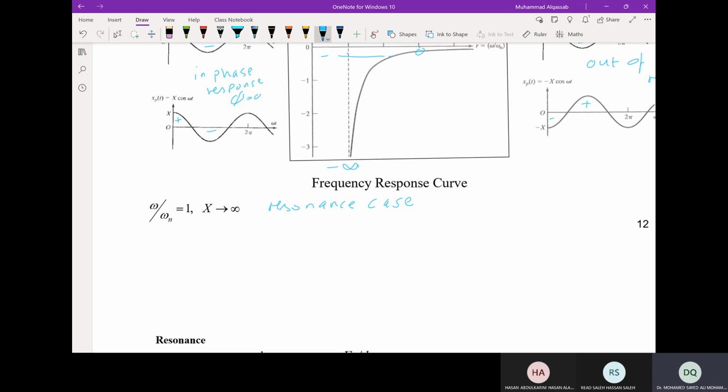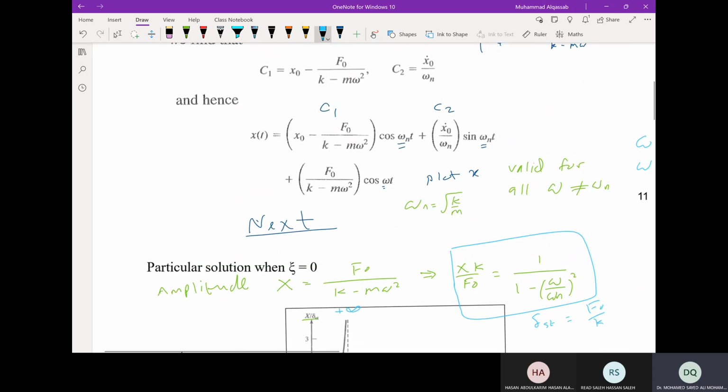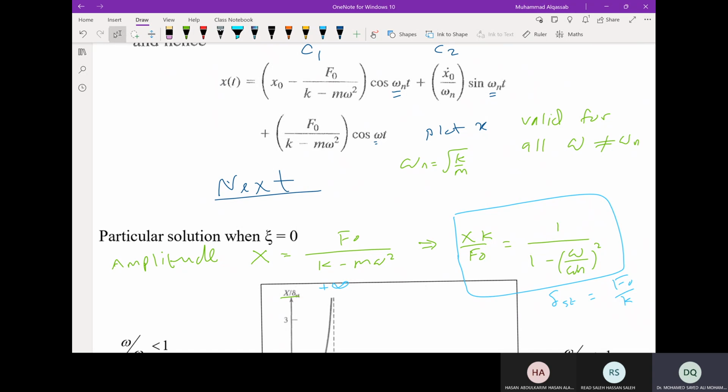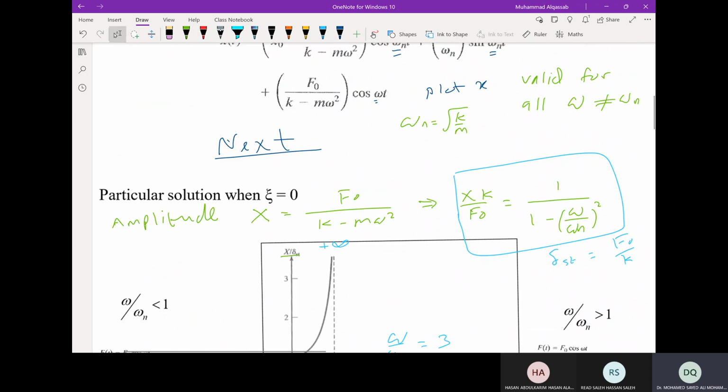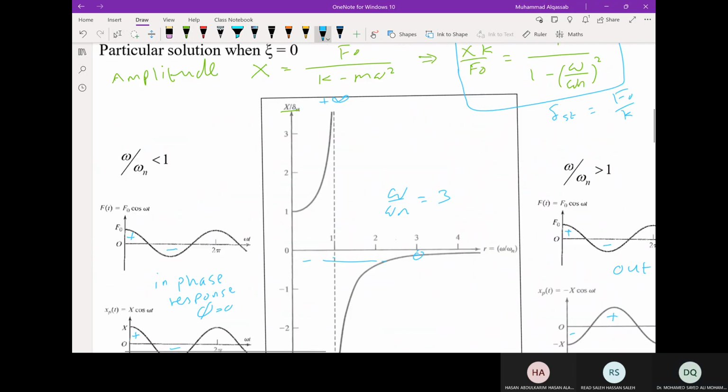This is the resonance case, and the equation for the response is not valid. X equal to x0 minus F naught over k minus m omega squared cosine omega n t and so on is not valid. So what we can do is rewrite this equation to group similar terms together and see how we can use it to find the response of the mass when omega equals omega n.